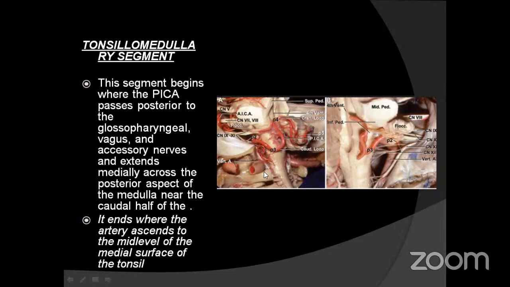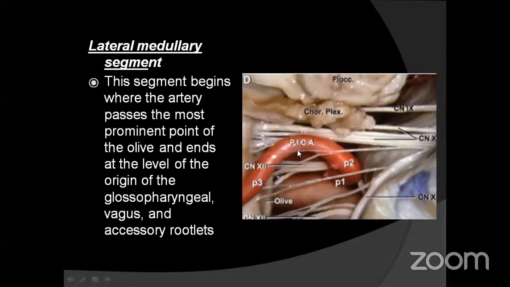So as we can see in this dissection, we can see two vertebral arteries. We can appreciate the origin of PICA posteriorly. We can see that the P1 segment will be running anterior to it, and P2 is running laterally. So the P3 segment is the one which is going to be associated with the tonsil, and it's going to make a loop, an inferior loop.